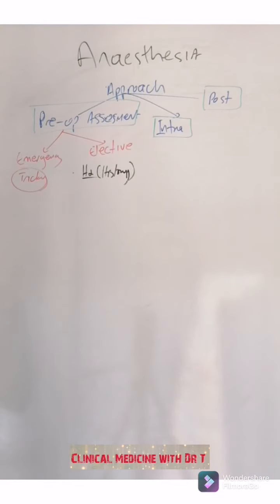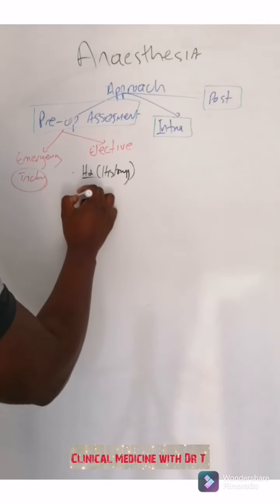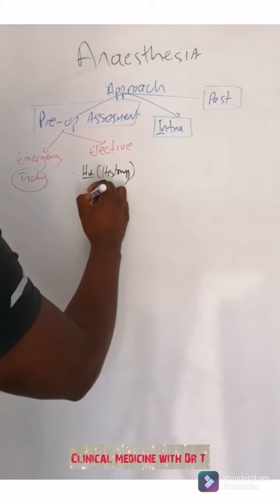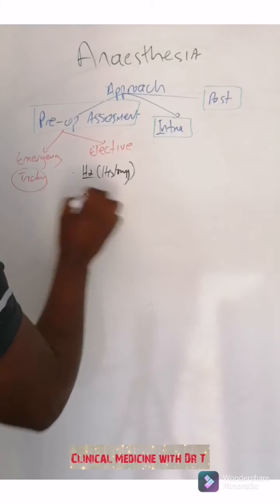When a patient is gonna be done, part of your history is to know if the patient knows about what they have and what kind of operation they need to be done, and also whether they've signed the consent or not. And as you go down with your history, the most important thing here is the past medical history.